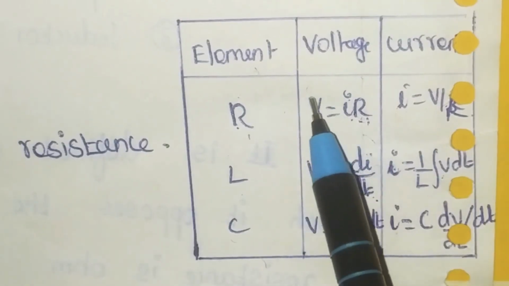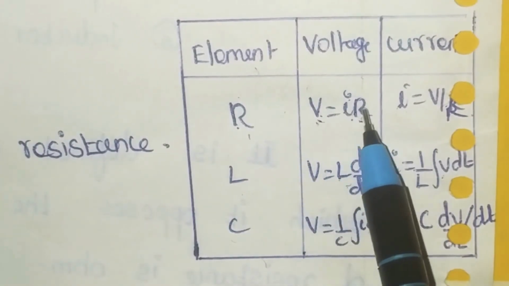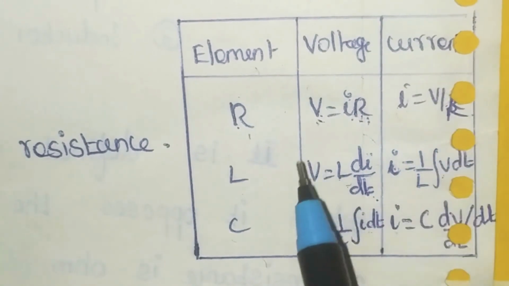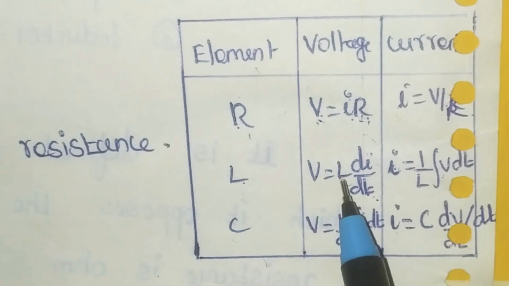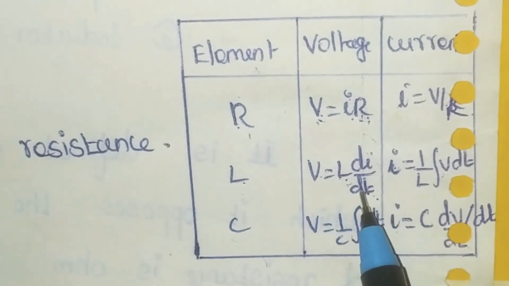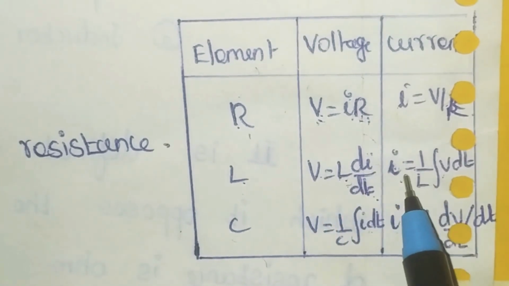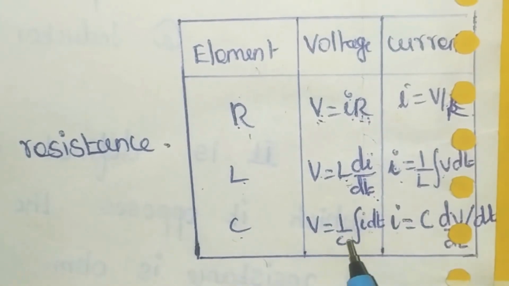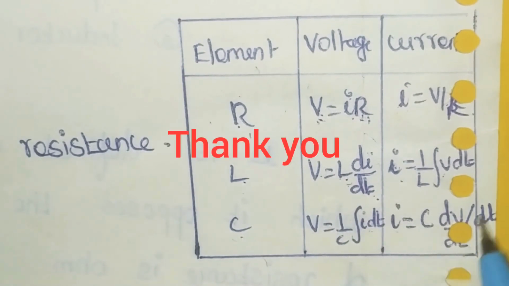The voltage across a resistor V is equal to I into R and current flow through it is I is equal to V by R. And voltage across an inductor is V is equal to L into di by dt and current is I is equal to 1 by L into integral of V into dt. For a capacitor, voltage is equal to 1 by C into integral of I into dt and current is C into dV by dt.